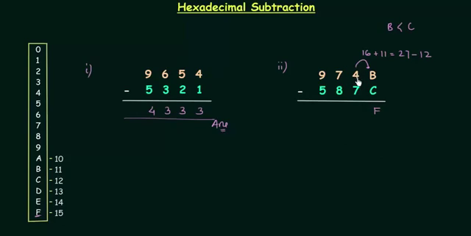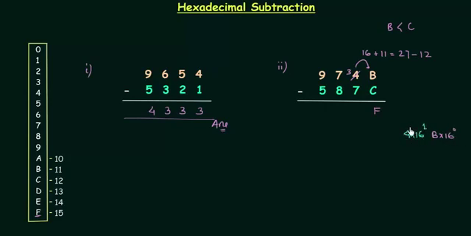As this position has given the borrow, we have 3 here, and I will magnify this to show why we have 16 as the borrow. The weight of this position is 16 raised to power 0. So we have B multiplied by 16 raised to power 0. The weight of this position is 16 raised to power 1. So we have 4 multiplied by 16 raised to power 1.